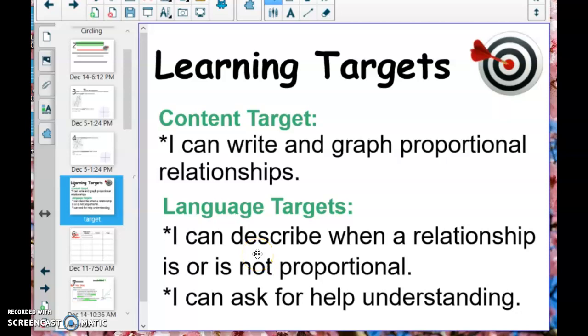Alright, welcome to my video for the 13.3 lesson, Graphing Proportional Relationships. Today's learning target is I can write and graph proportional relationships, and I can describe what a relationship is or is not proportional, and of course I can ask for help understanding.